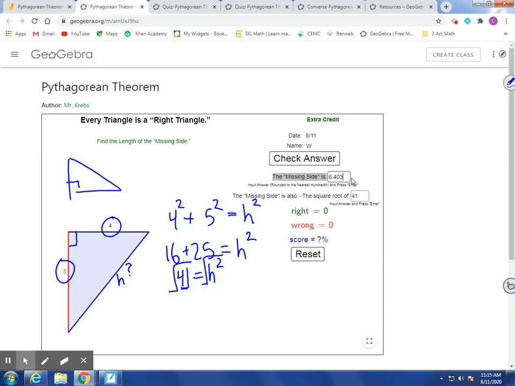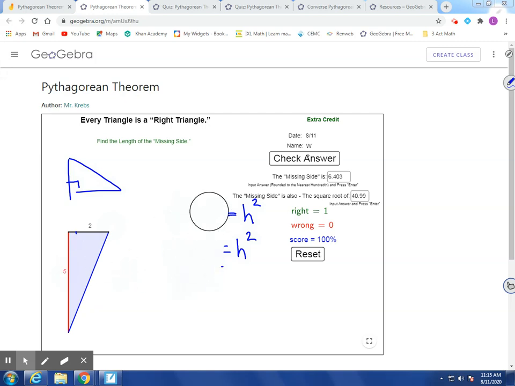And now I'll check my answer. Perfect. Awesome. And so if we needed to, we can repeat this process, but now with different side lengths, but the process would remain the same. So I'm not going to go through the whole thing here, but this would be 2 squared plus 5 squared is equal to h squared. And I'd go through the process and I'd arrive at a similar answer.